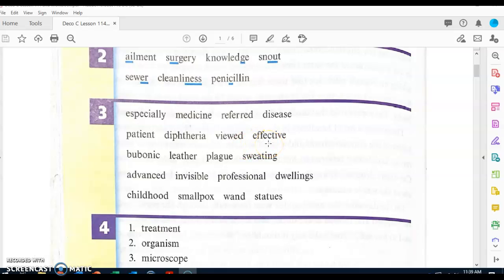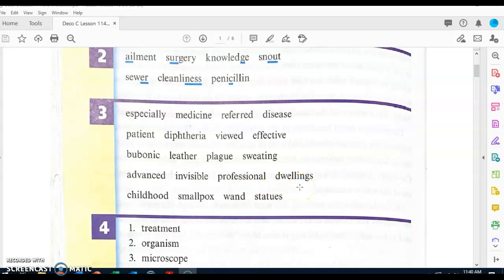Next word. What word? Effective. Next word. What word? Bubonic. Next word. What word? Leather. Next word. What word? Plague. Next word. What word? Sweating. Next word. What word? Advanced. Next word. What word? Invisible. Next word. What word? Professional.